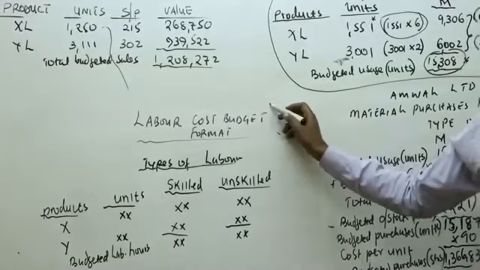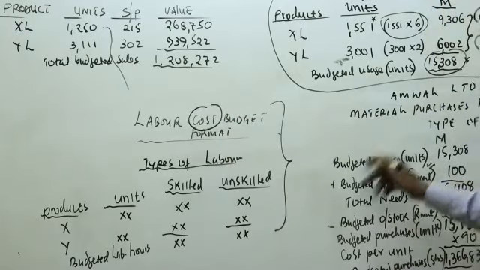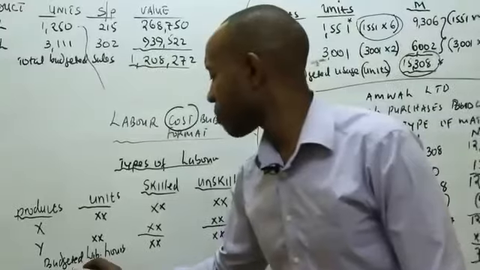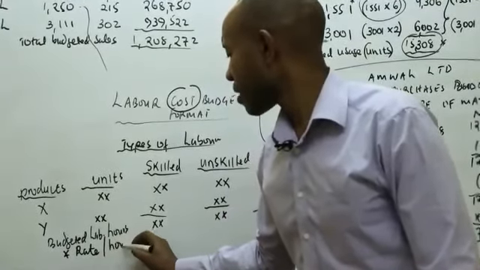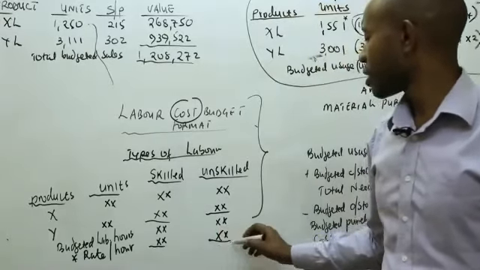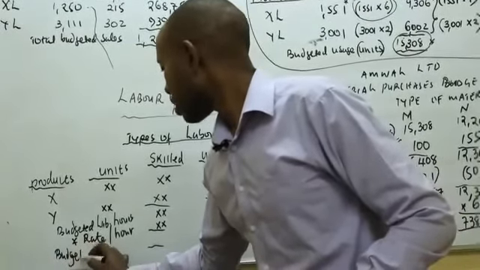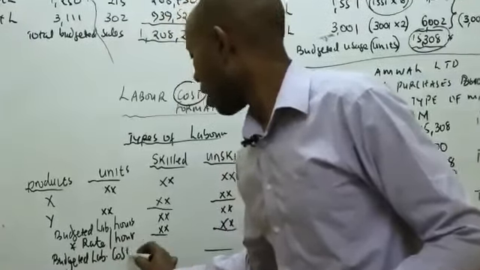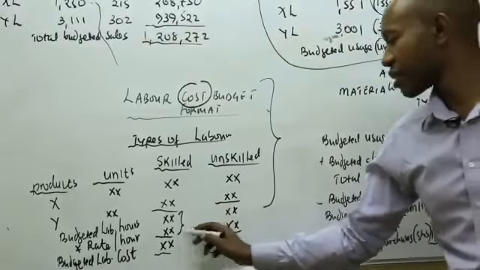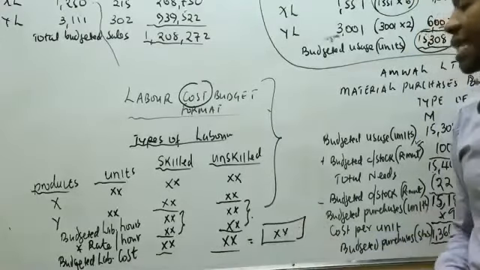Now, this is the labor hours budget, but I want it in terms of cost. So just like what I said, you multiply this by the rate per hour. When you multiply by the rate per hour, the resulting figure is what we call budgeted labor cost. This is just this figure times this figure. Then you add these two and you get your total budgeted labor cost.